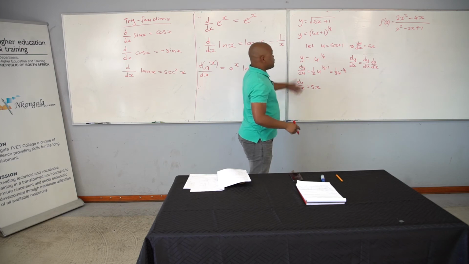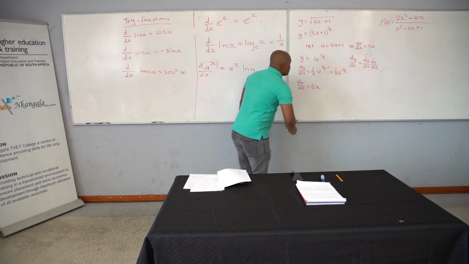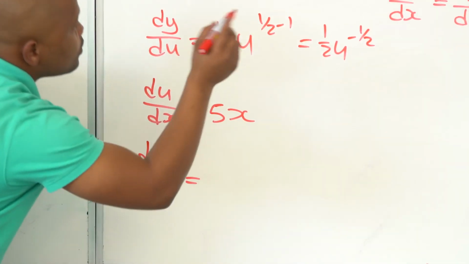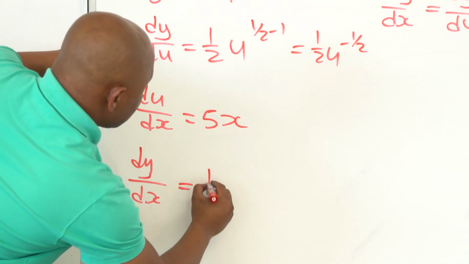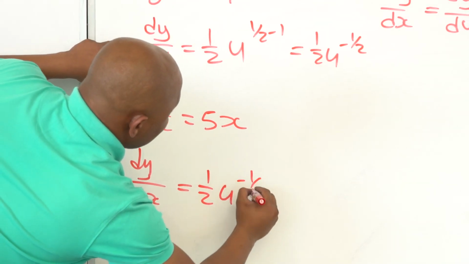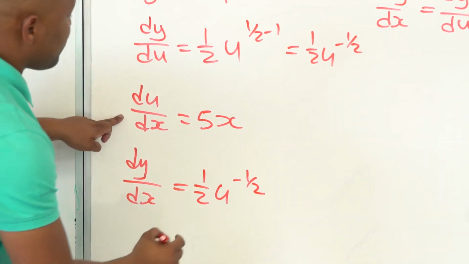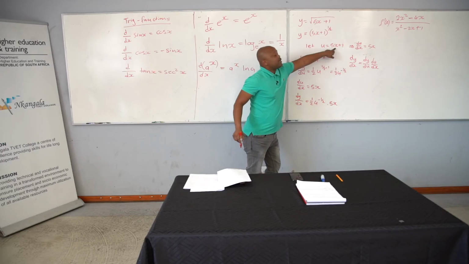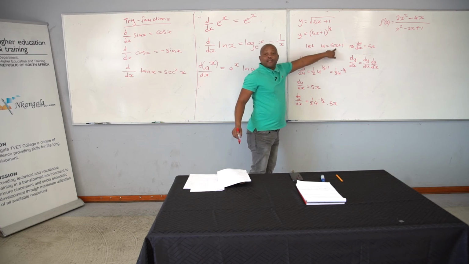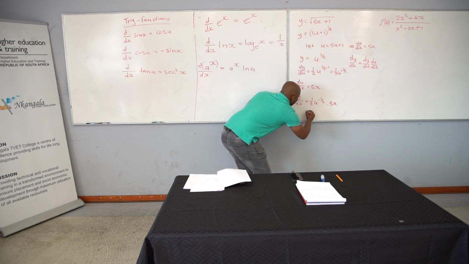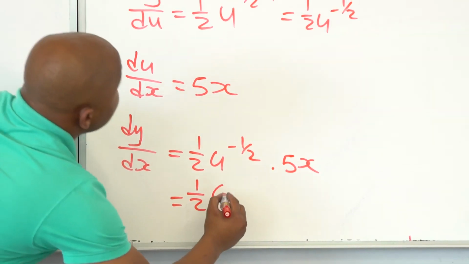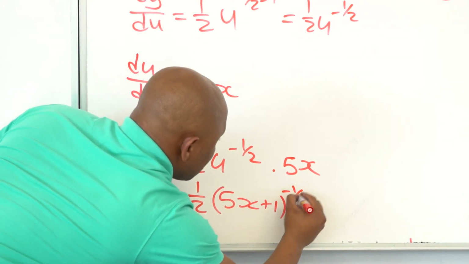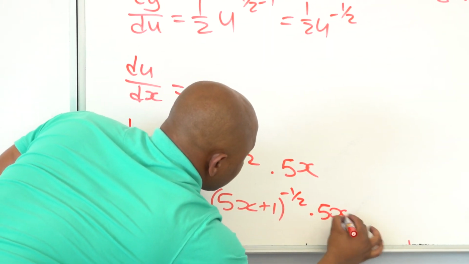Then you just substitute back in your equation. So dy over dx equals dy over du times du over dx. dy over du is half u minus half, and du over dx is 5x. But the value of u we know from here, it's 5x plus 1, so you substitute in the value of u. This becomes half of 5x plus 1 to the power of minus half times 5x.